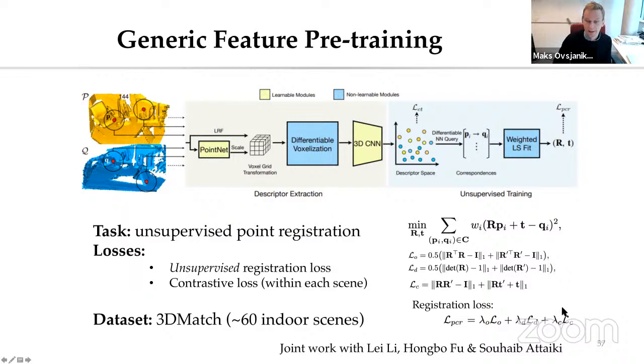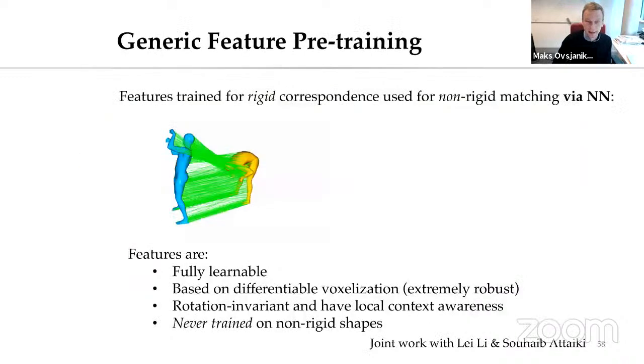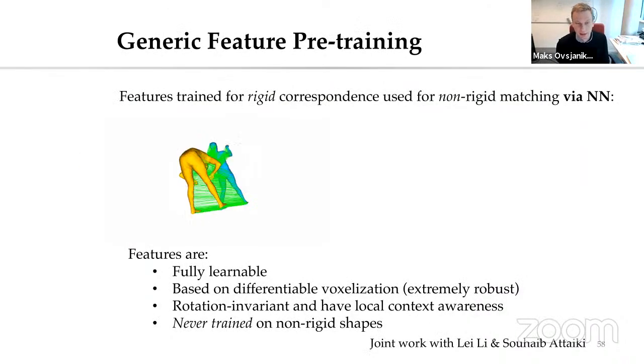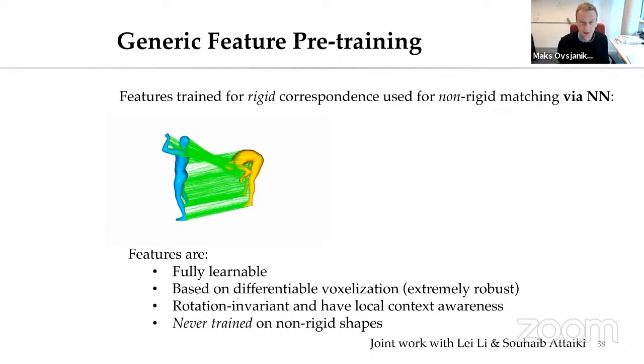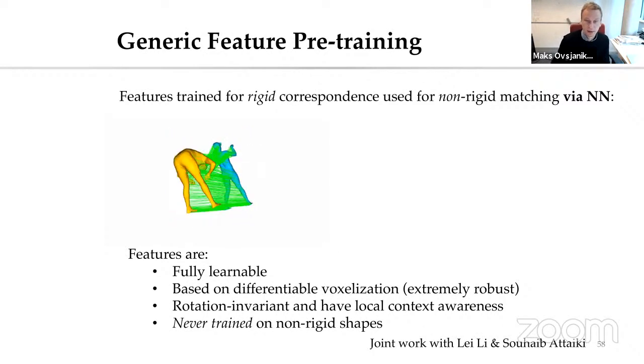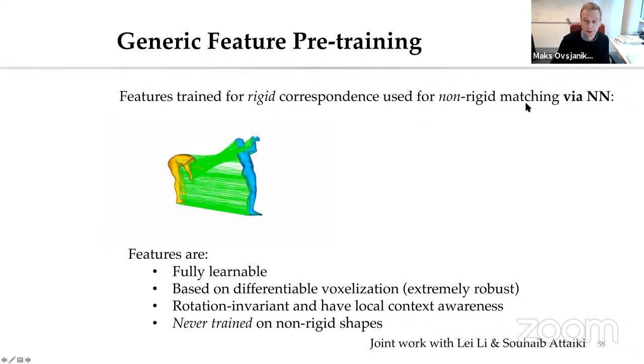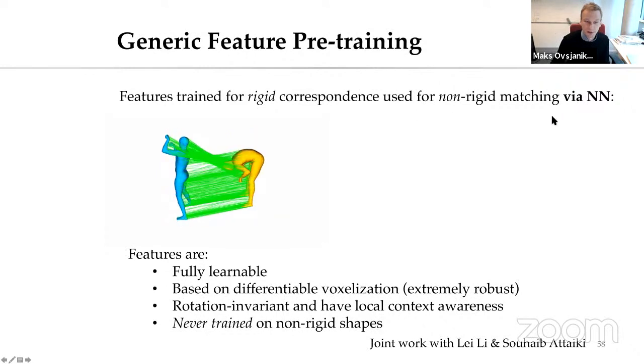Okay, and so this gives us some features of these on these indoor scans. And now what we'd like to do is basically use these features for different downstream tasks. And just as an illustration, here's a feature that was learned for this rigid correspondence task, and we computed non-rigid correspondences just by using nearest neighbors of these features.